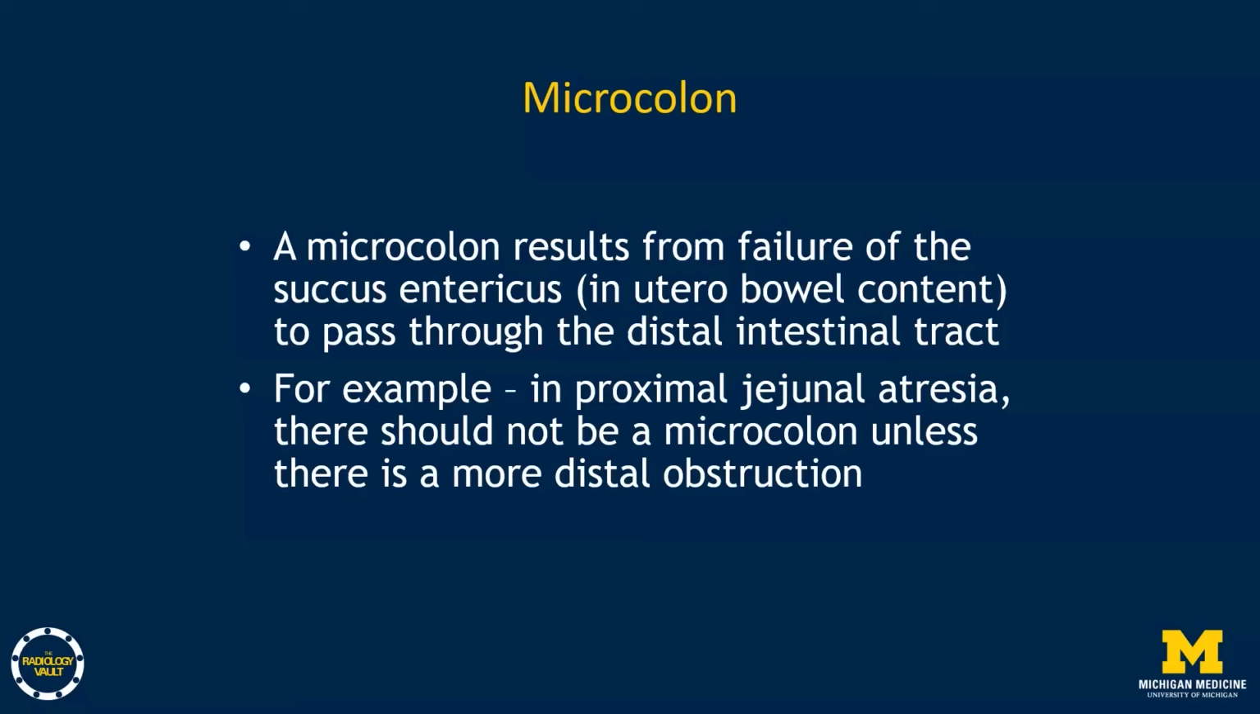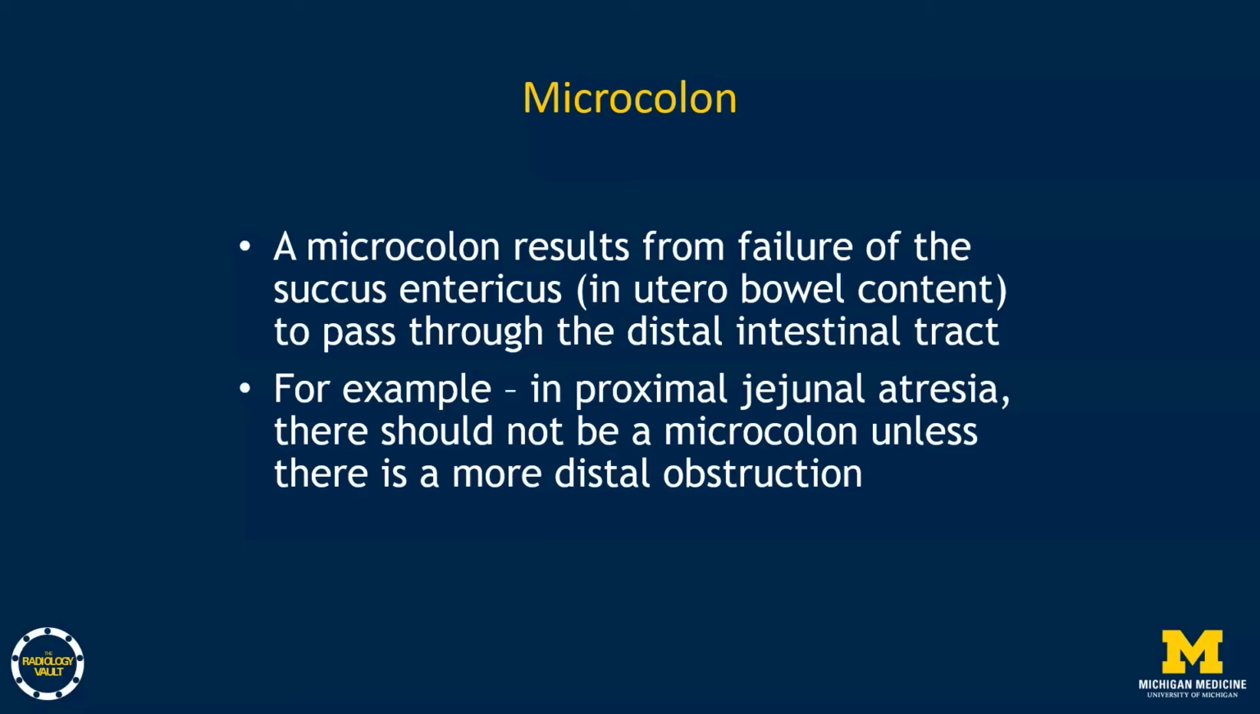If the obstruction is high enough, and it is the only obstruction, then there should be enough succus entericus created in the remainder of the small bowel to pass through the colon so that you should not have a microcolon. If in that patient you did do a contrast enema and you found a microcolon, it would imply that there is at least one more distal obstruction, if not many.